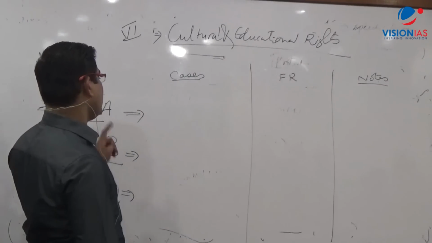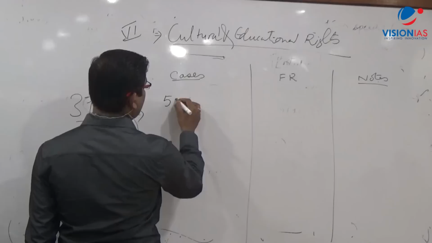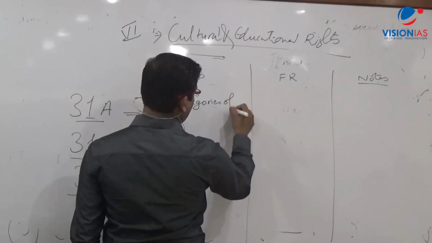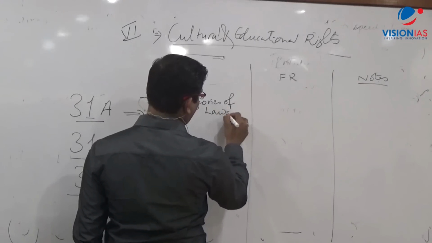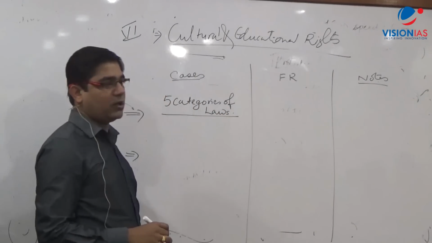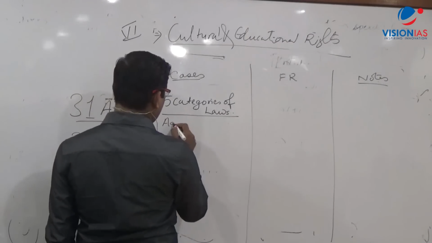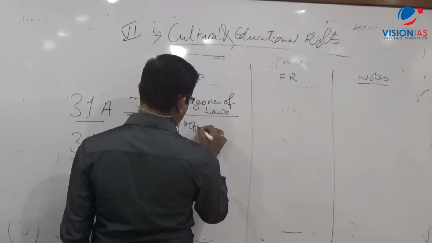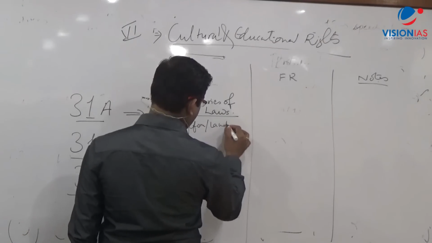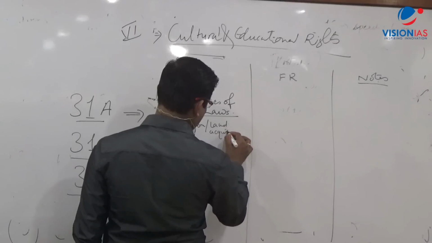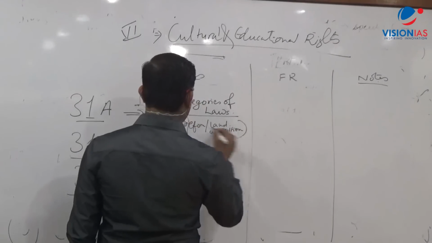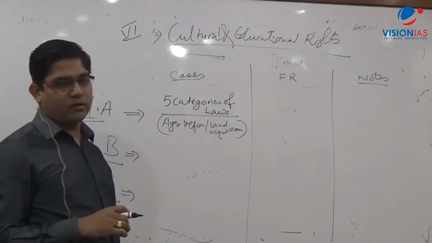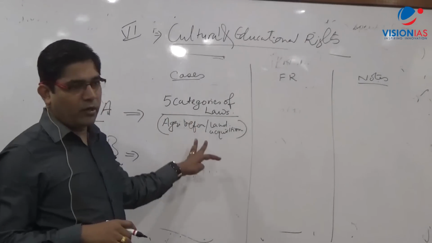So what is Article 31A? In Article 31A there are 5 categories of laws. You don't have to remember which categories, just remember that 5 categories of laws are there, and these laws are related with agricultural reforms and land acquisition reforms, zamindari and so on. So there are 5 categories of law.